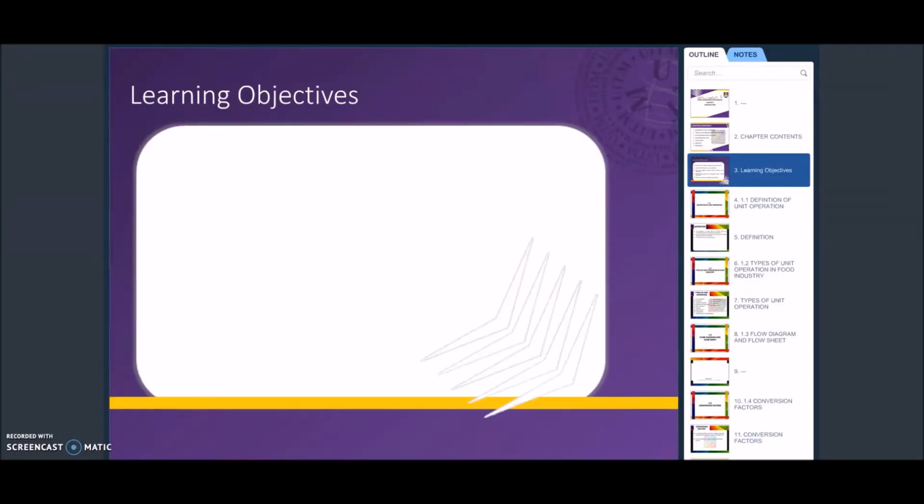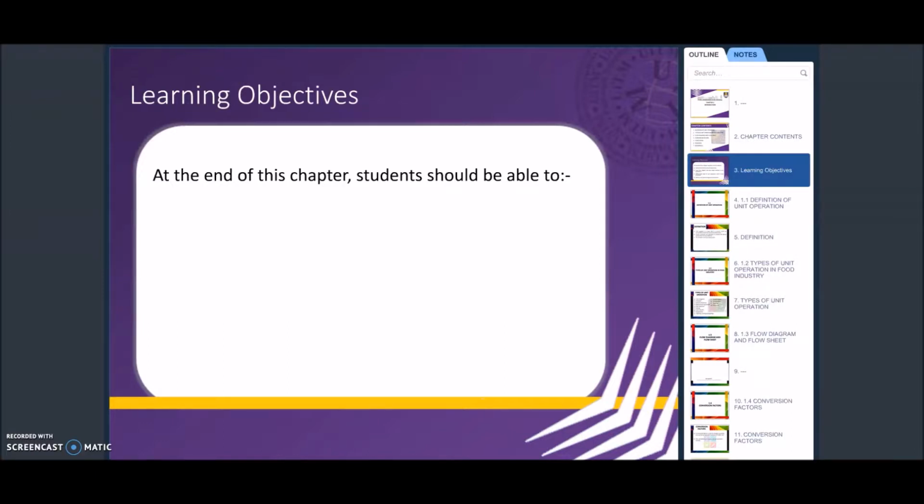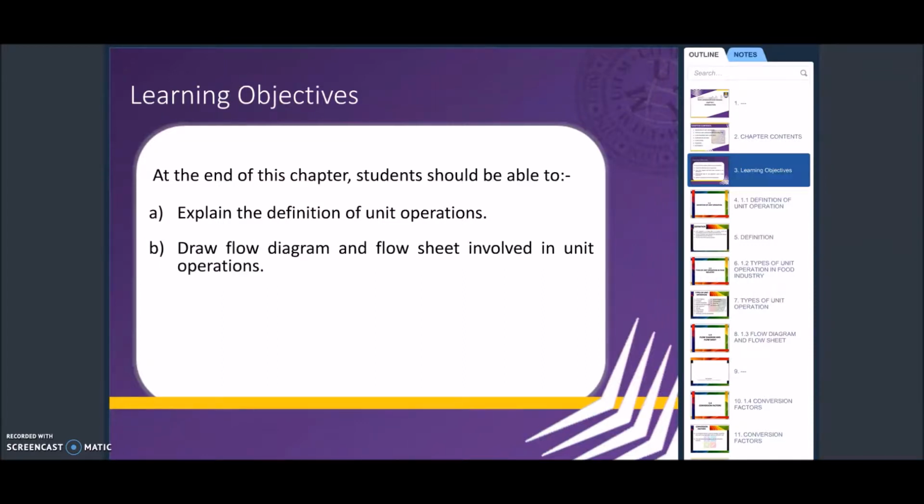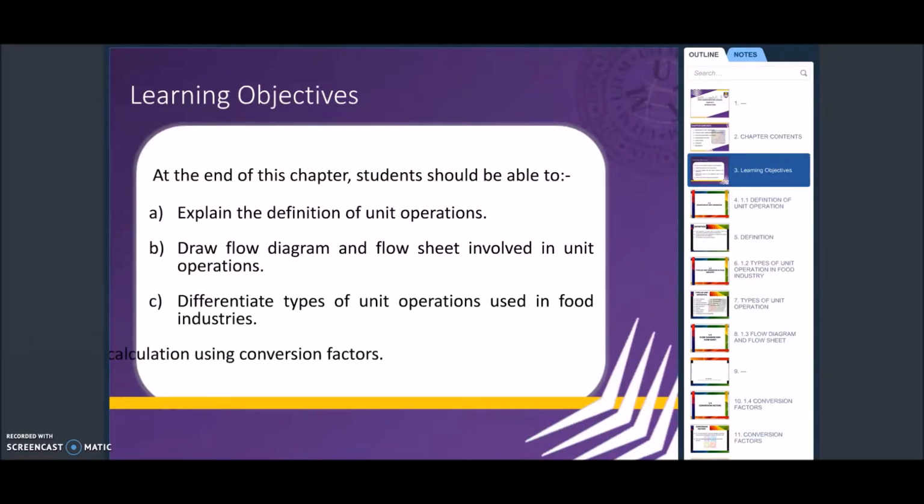Learning objectives. At the end of this chapter, students should be able to: A. Explain the definition of unit operations. B. Draw flow diagram and flow sheet involved in unit operation. C. Differentiate types of unit operations used in food industry. And finally, perform calculation using conversion factors.